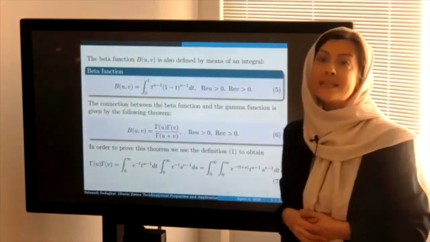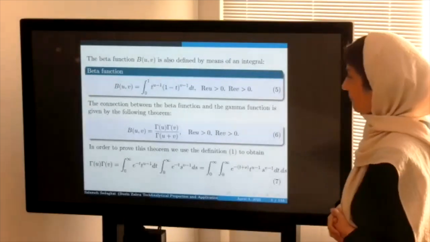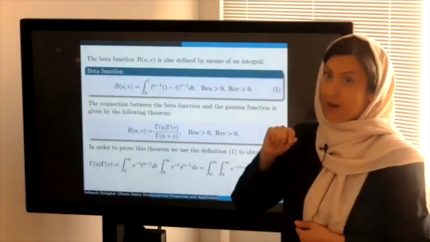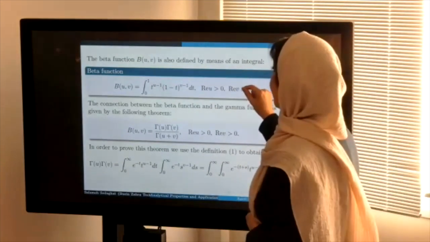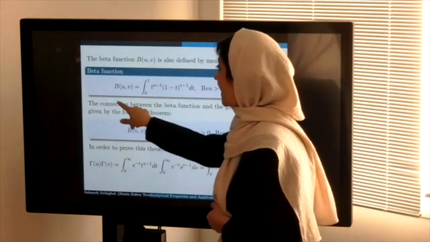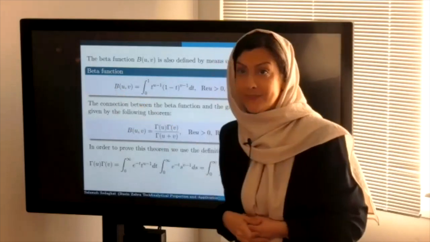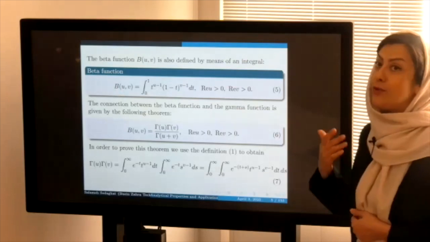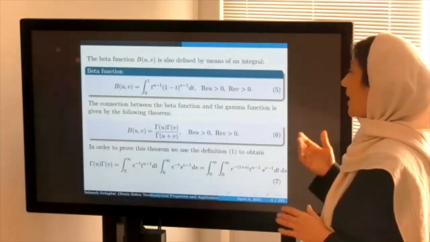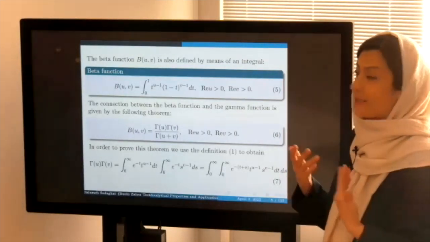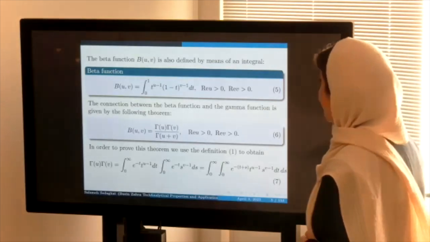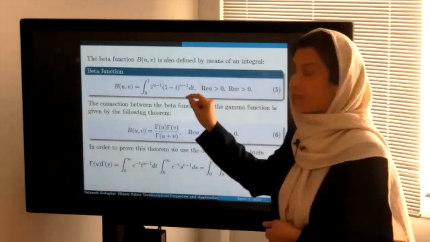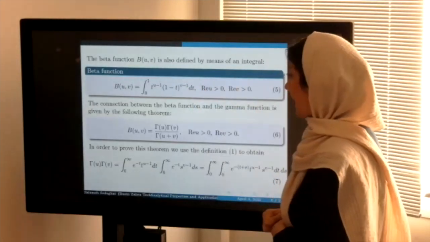Another definition is about the beta function. The beta function can be defined by an integral. Beta of u and v is the integral from 0 to 1 of t to the u minus 1 times 1 minus t to the v minus 1 dt. Here, the real part of u and the real part of v are both bigger than 0.